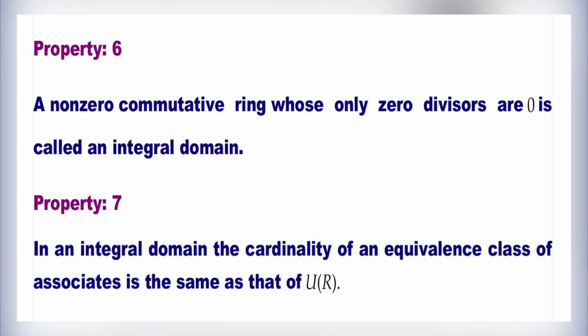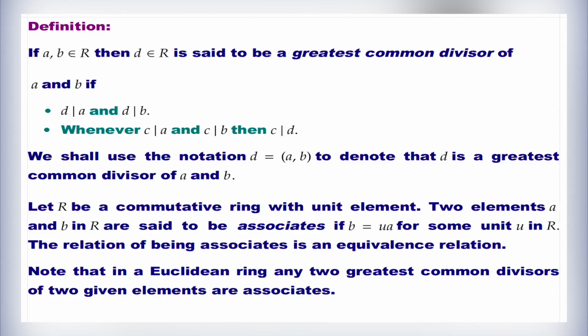The third property is, in an integral domain, the cardinality of an equivalence class of associates is the same as that of U of R. Let us see some concepts related to associates. First, we are going to see the definition.